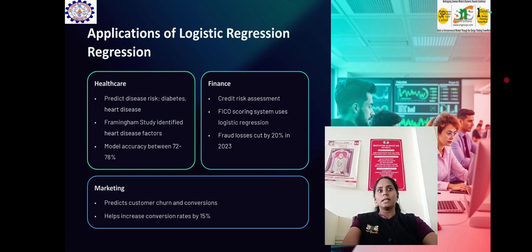Meanwhile, in marketing, logistic regression helps businesses predict customer behavior such as churn and conversions. This kind of predictive modeling allows businesses to develop targeted marketing strategies, resulting in increased efficiency and cost savings. Logistic regression models have helped some organizations improve conversion rates by up to 15%.